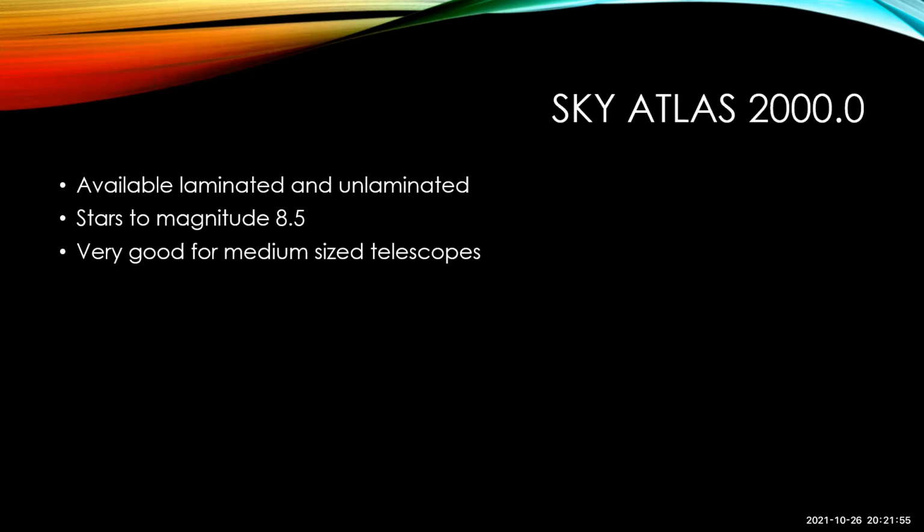And now the one that I'm going to do a demo on is Sky Atlas 2000. I've got the laminated version, but I also have the unlaminated version. It shows stars down to magnitude 8.5, which to me was the sweet spot when I first started observing with a C8.